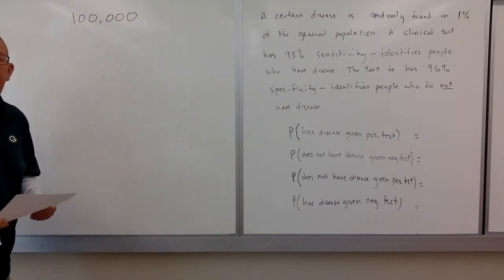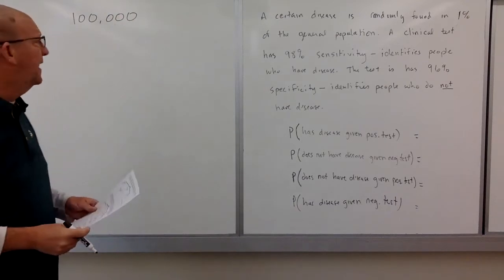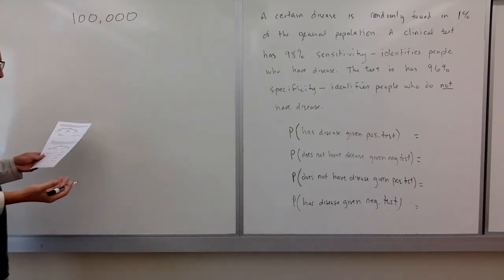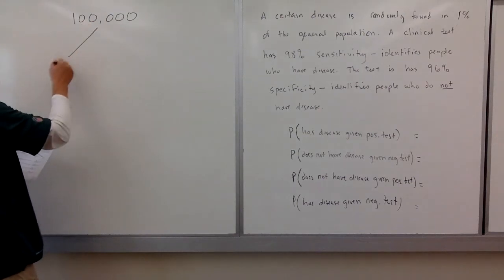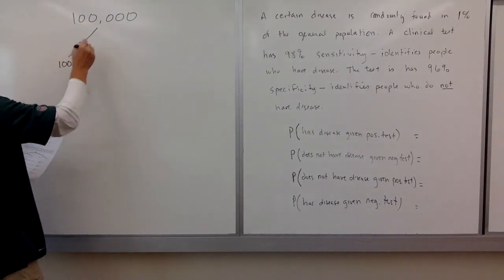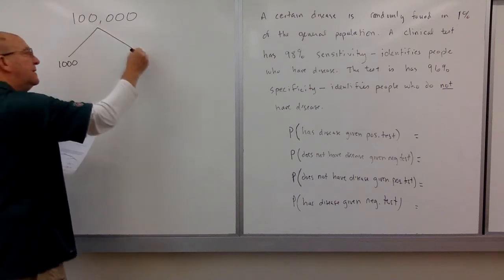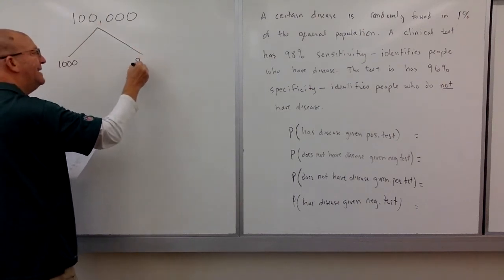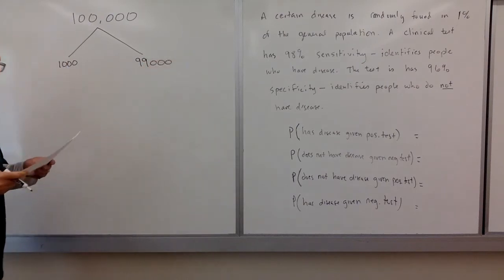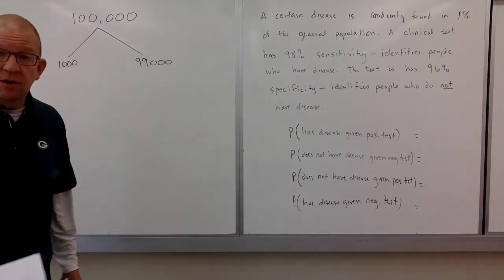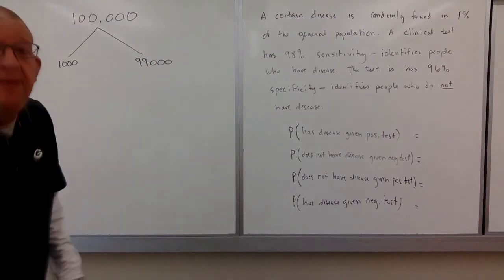So here's our 100,000 people in the stadium. I hope you can see that. Now, what do we know about those 100,000? We know that 1% have the disease. So there's 1,000. That must mean then that 99,000 do not have the disease. Does everybody agree with that? And do you understand that?